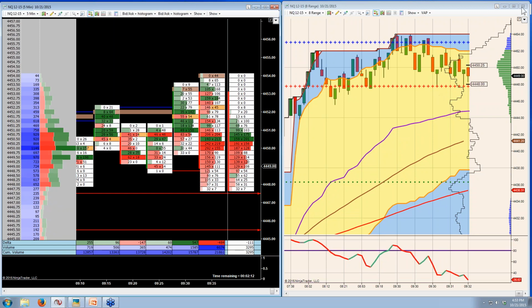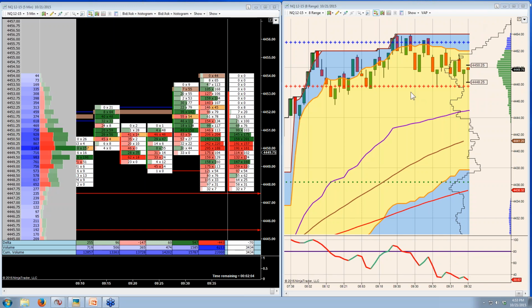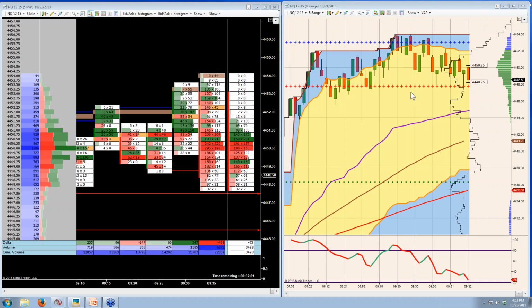Now, I don't use Ninja for my trading platform. I just use the charts. Otherwise, I would say I would put this in Sim, but I'm pretty useless when it comes to using Ninja's Sim because I don't use a chart trader. I use a DOM. So I'm just going to speed this up a little bit.